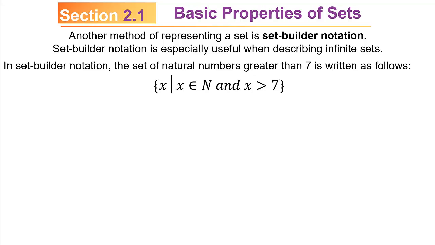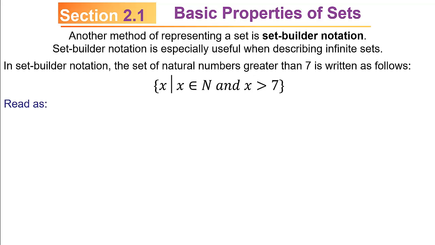You put your braces on left and right, and then you write, and you don't always have to use the letter x, but it's quite common, x, then a vertical line followed by x as an element of capital N, which is the natural numbers, and at the same time, x is greater than 7. So this is sort of a combination between writing it in words and writing it out element by element. You're using words, but you're also using components of the roster method, in particular the braces.